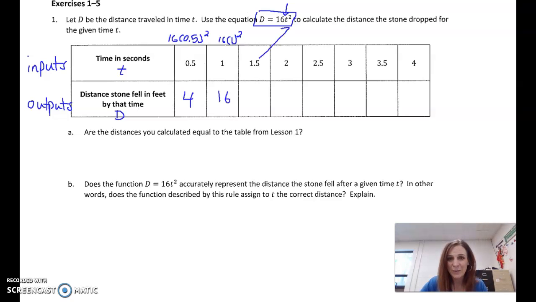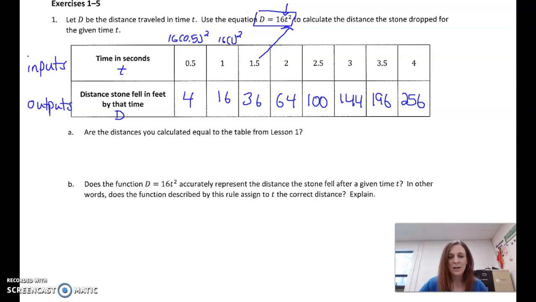I'm going to take this 1.5 and plug it in here for t, and that works out to be 36. If I put 2 in for t, 16 times 2 to the second, well, it's 16 times 4. 2 to the second is 4. That's 64. 2.5 in here, that's 100. If I plug in 3, I'd go 3 to the second power, 3 times 3, which is 9, times 16, and that's 144. Then 3.5 in there, I get 196. If I put 4 in there, that's 256.